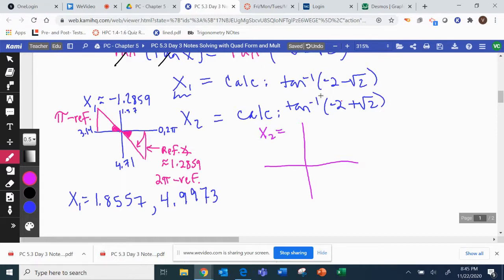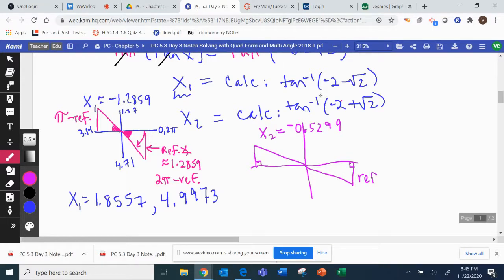So I have a somewhat different equation to type in for x2. I've got the positive, the plus version. So I'm going to go ahead and retype in tangent inverse. Only this time I'm doing -2 plus square root 2. And my x2 on my calculator gives me -0.5299. So that will be in this quadrant. It is a negative answer. So that means the other place that tangent is negative will be the second quadrant.